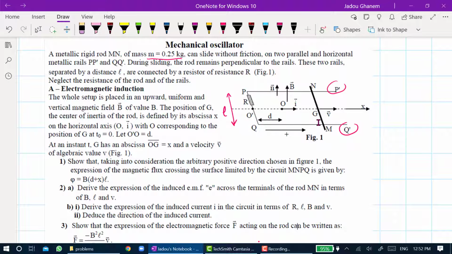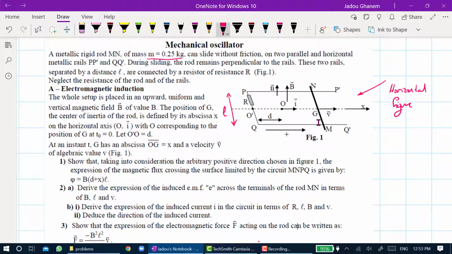Let's start with part A, electromagnetic induction. The whole setup is placed in an upward, uniform and vertical magnetic field B of value B. So here this figure represents a horizontal figure and the magnetic field B is vertical. So the angle between B and this figure will be 90 degrees.